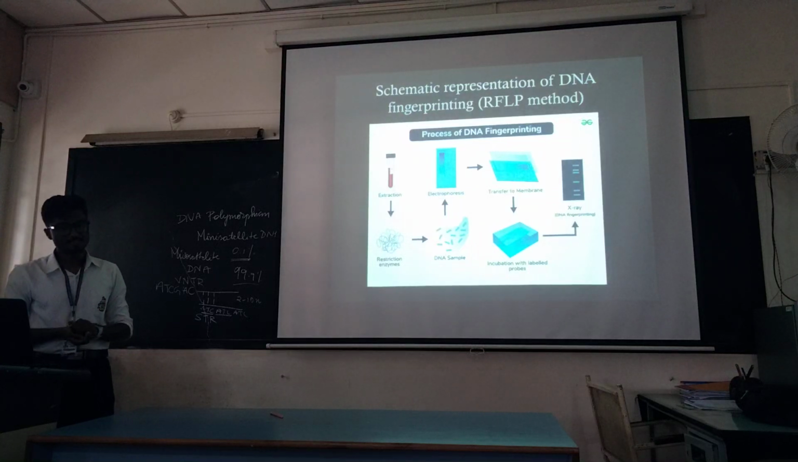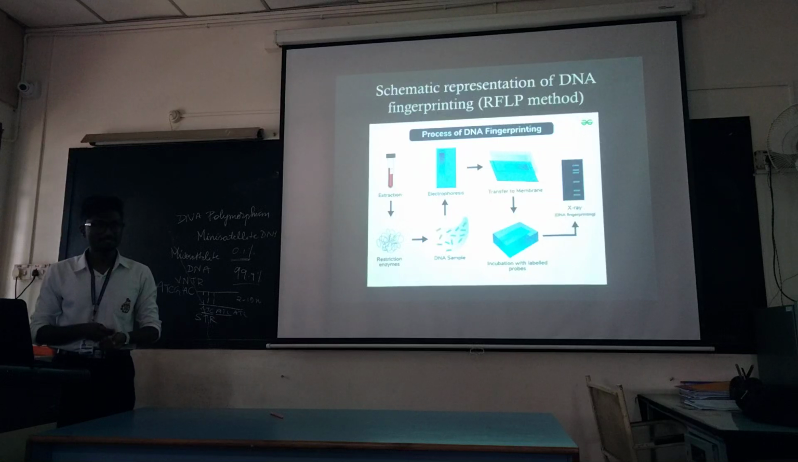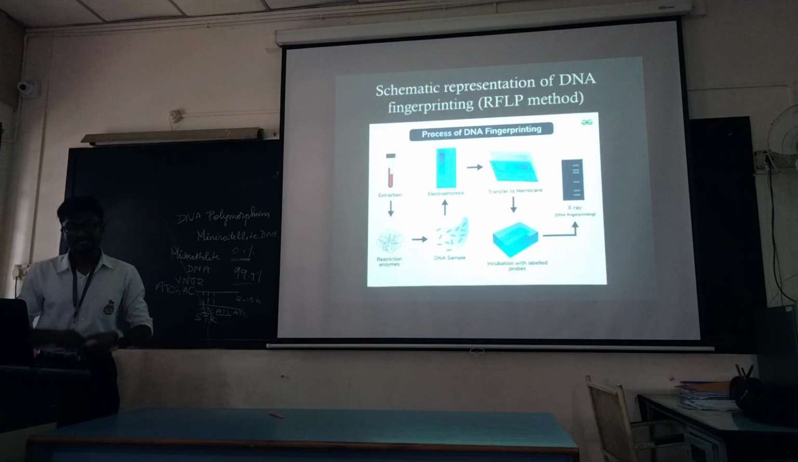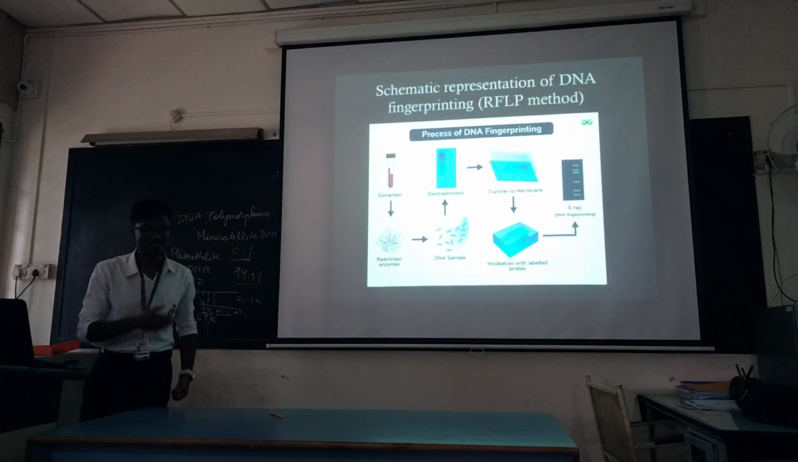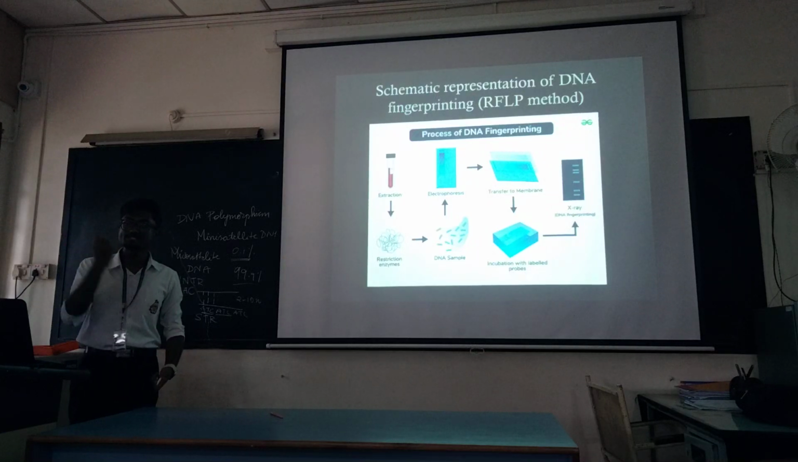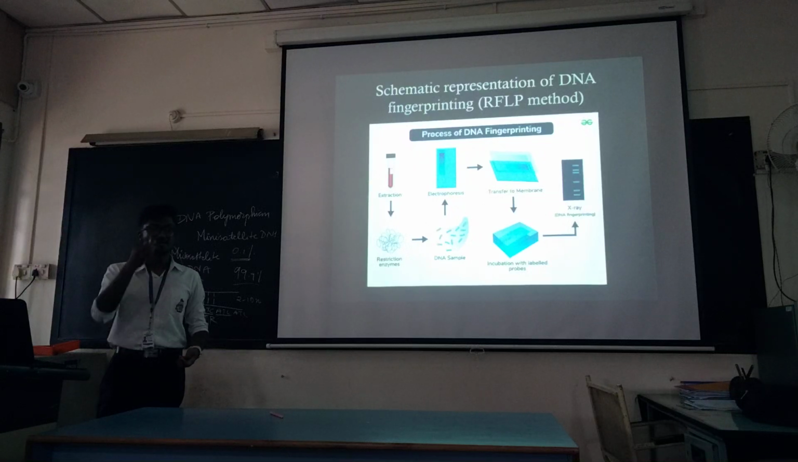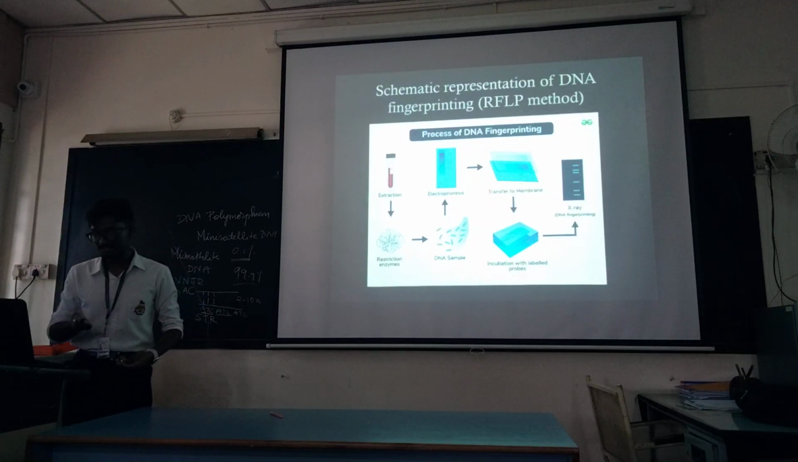So in this process, the first step is extraction of DNA. We extract DNA, then the extracted DNA is cut into fragments at specific sites. So which is the specific site where the restriction enzyme actually cuts? Do you know which is the site? Palindromic sequence. So by identifying the palindromic sequence, restriction enzymes cut the DNA into fragments.